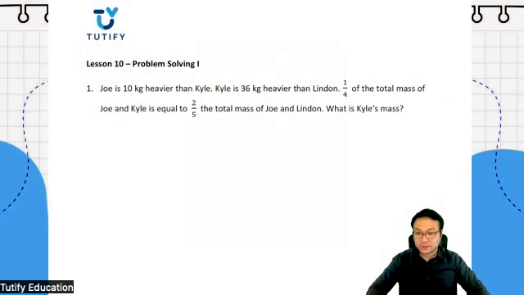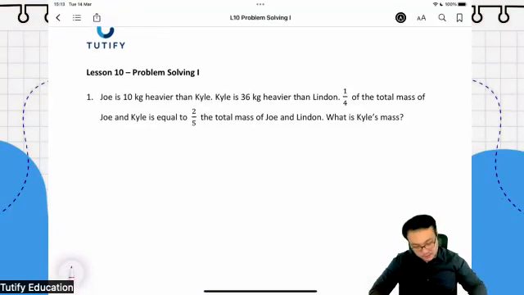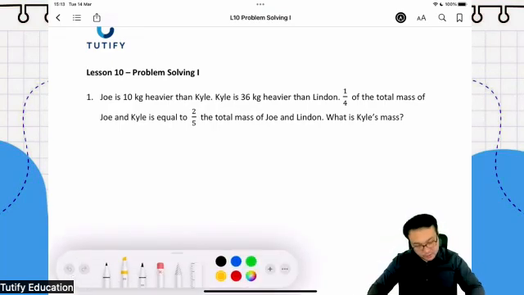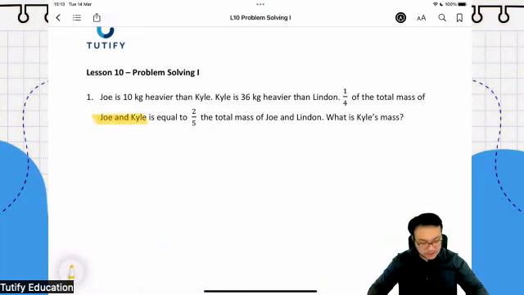First, we have Joe is 10 kg heavier than Carl. Carl is 36 kg heavier than Lyndon. Okay. What did they say? They say 1/4 of Joe and Kyle. So you see, they have Joe and Kyle here. 1/4 of Joe and Kyle is equals to 2/5 of Joe and Lyndon. So that's why we're going to draw a model.